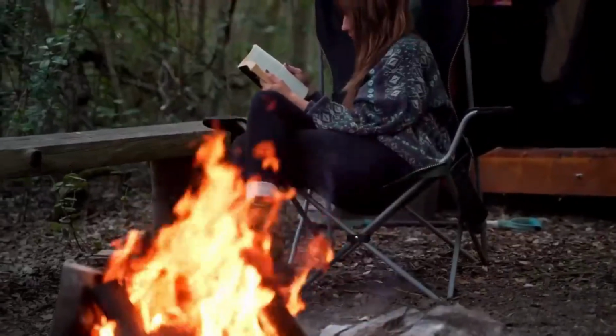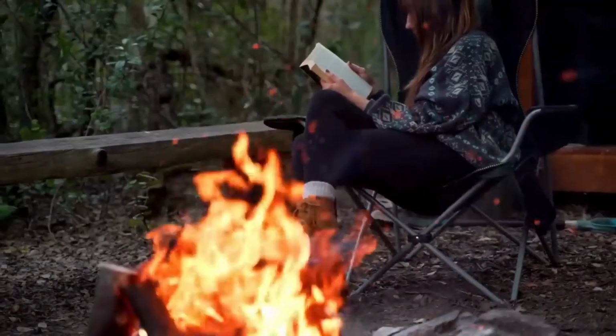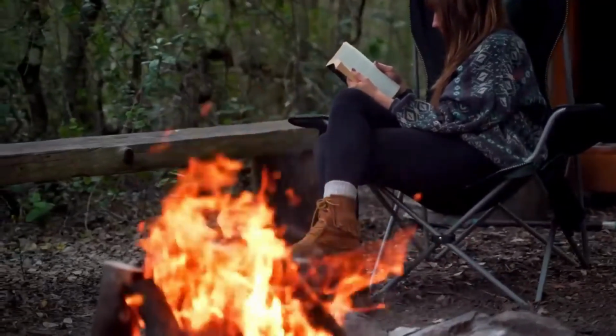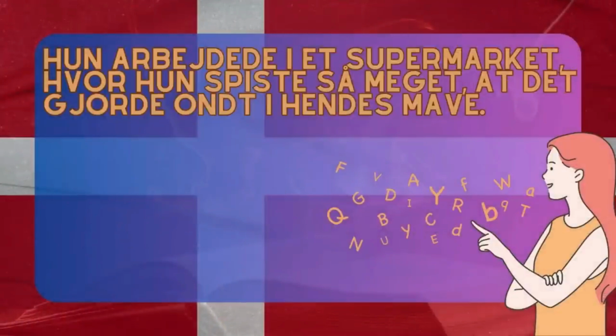Time to put your past tense prowess into action. Imagine sitting by a campfire, sharing tales of your adventures, or recounting childhood memories with friends. Hun arbejdede i et supermarked, hvor hun spiste så meget, at det gjorde ondt i hendes mave. She worked in a supermarket where she ate so much that it hurt her stomach. Here you can see the three examples in a somewhat normal context. Arbejdede, group 1, spiste, group 2, and gjorde, group 3.